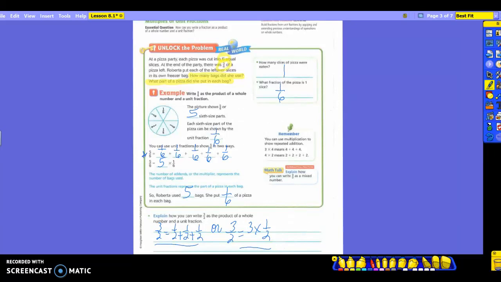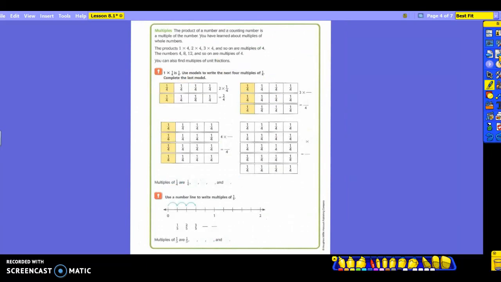So the first way is the sum of unit fractions. The second one is a product of a whole number and a unit fraction. Does everybody understand how we got that? We took the numerator of 3 times the 1/2 because we're in halves. Okay? So you have to look at what we are in. What is our denominator? What am I looking at? How many parts do I have? Go ahead and flip the page.